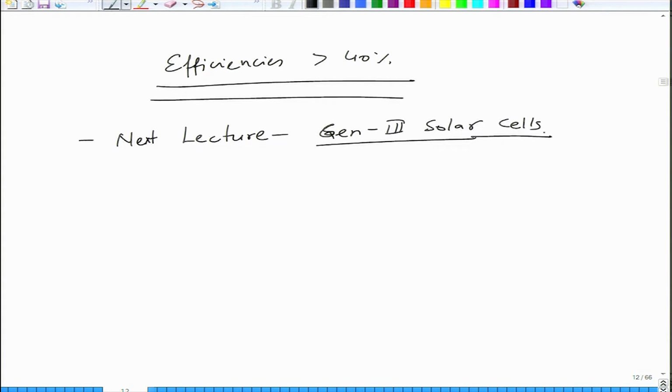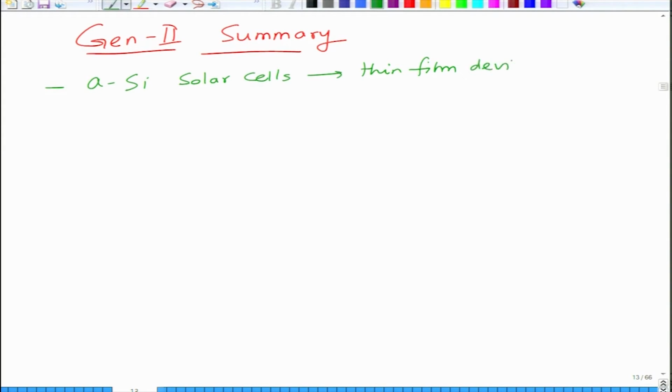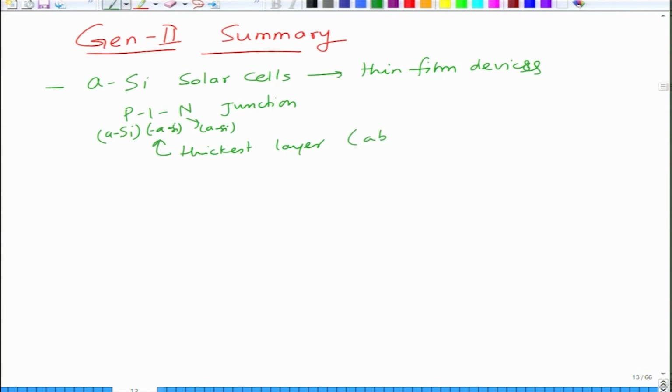Before we start the next lecture, let me just summarize this part. In Gen 2, we first started our discussion with amorphous silicon solar cells. Amorphous silicon is a thin film solar cell based on a PIN junction. So you have P silicon, you have I amorphous silicon, and then you have N amorphous silicon. P and N are very thin, and I is the thickest layer where most of the absorption occurs. These solar cells give you efficiency of the order of about 10%.